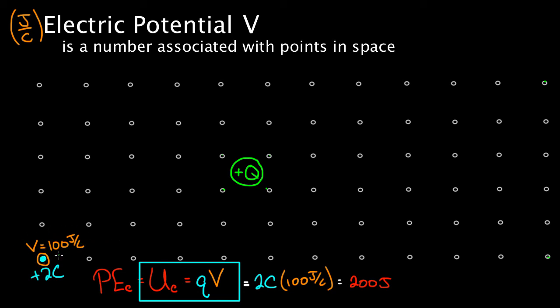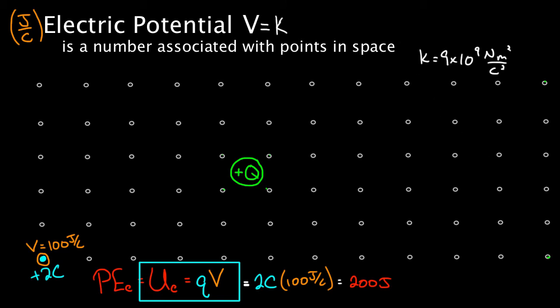But how do you get this V value? If I hadn't given you the 100 joules per coulomb, we wouldn't have been able to figure this out. We need a way to figure out the V value at points in space based on the charges creating them, because charges create the V value. There's a formula for it. And the formula says that the V, the electric potential, created by a point charge is equal to K. K is the electric constant, 9 times 10 to the 9th, and it has units of newton meter squared per coulomb squared. So that's always K.